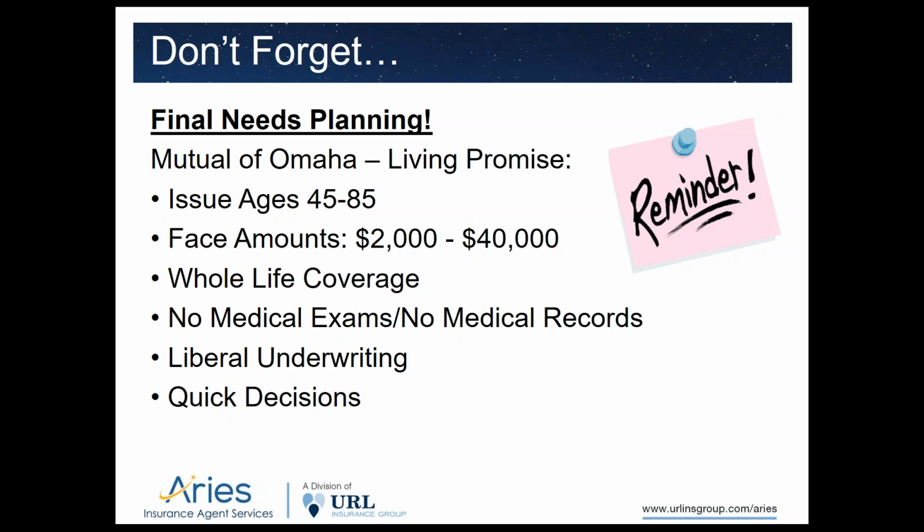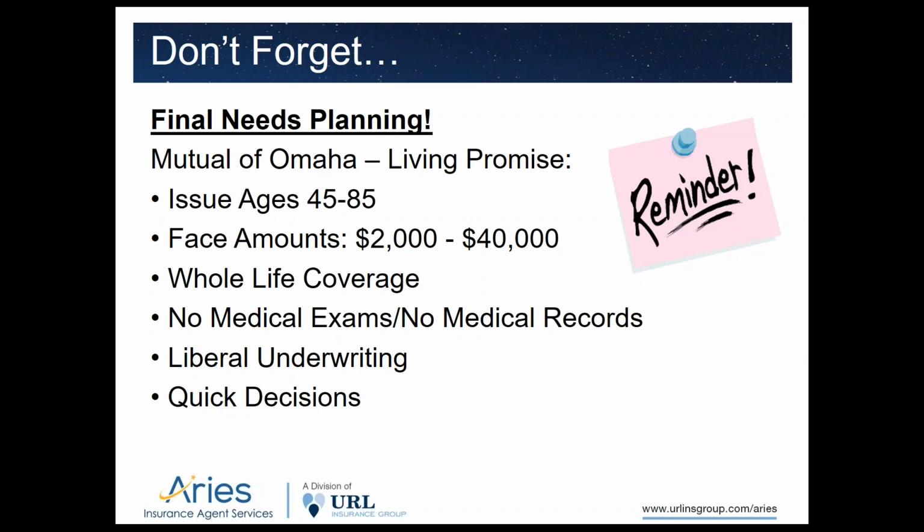Somebody who's diabetic can get coverage. Somebody who's had a heart attack, stroke, or cancer, it all depends on when it occurred. We can help you when you contact us here at URL. We can help you find the best product at the best price that fits the client's budget. Mutual of Omaha gives quick underwriting decisions because there's no blood, no urine, and no medical records that need to be obtained. Either the client can qualify for the plan or they can't.